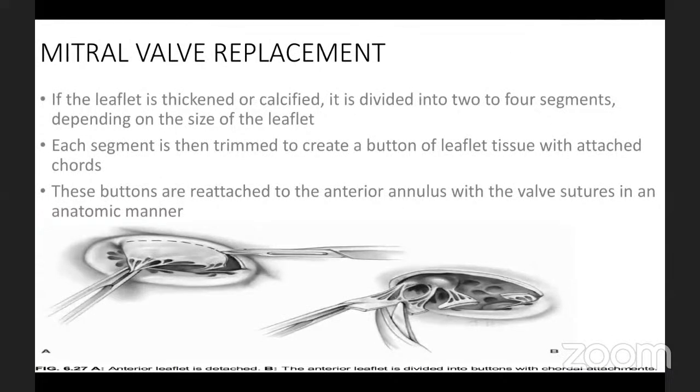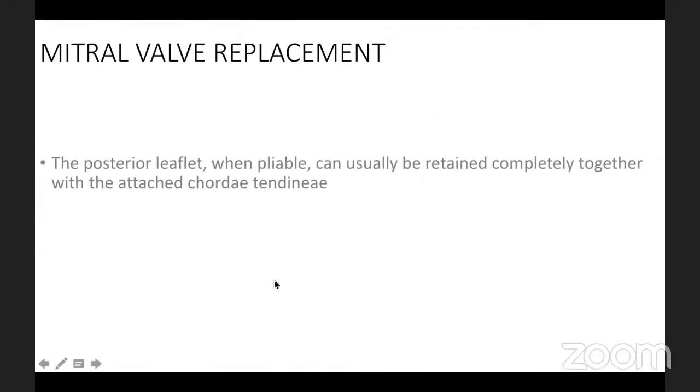If the leaflet is thick or calcified, it can be divided into 2 or 4 segments depending on the size of the leaflet. Each segment is then trimmed to create a button of leaflet tissue with attached chordae. These buttons are reattached to the anterior annulus with valve sutures in an anatomic manner. And the posterior leaflet, when pliable, can usually be retained completely together with the attached chordae tendineae.